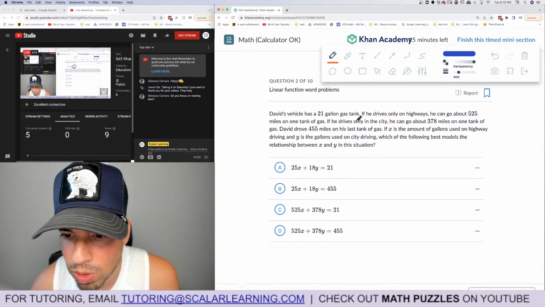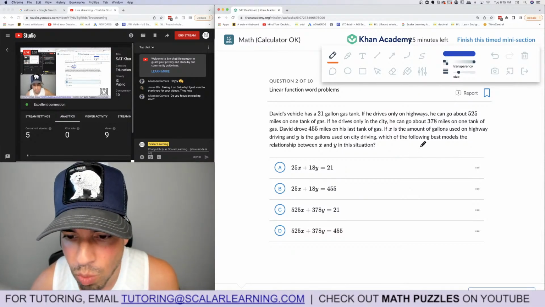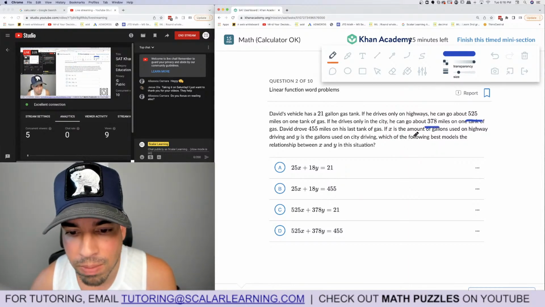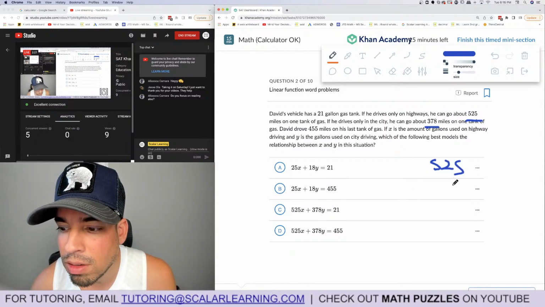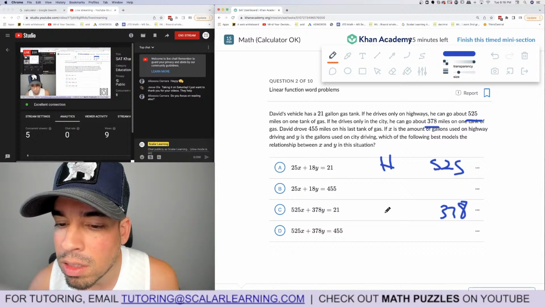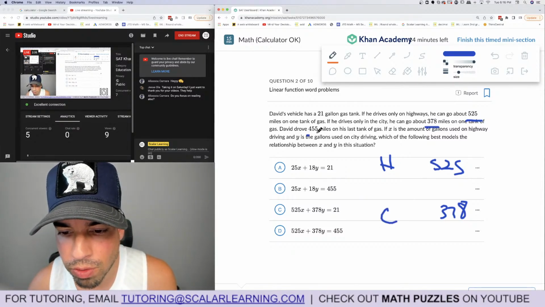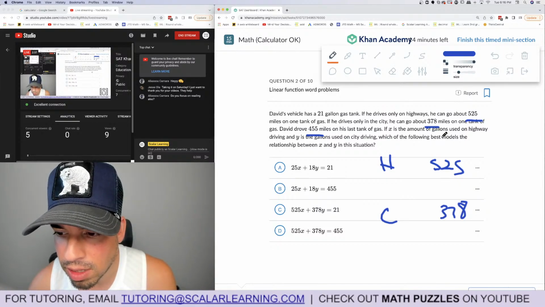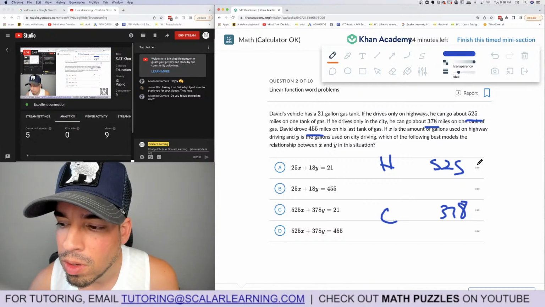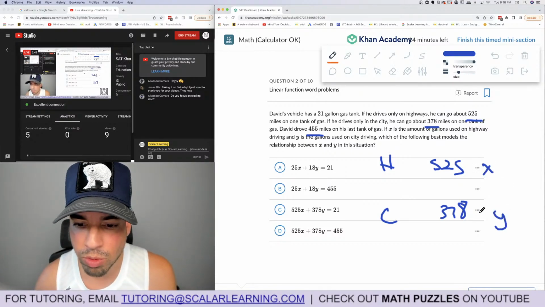David's vehicle has a 21-gallon gas tank. If he drives only on highways, he can do 525 miles on one tank of gas. If he drives only in the city, he can do 378. Okay, so 525 versus 378. That is highway, that is city. David drove 455 miles on his last tank of gas. If X is the amount of gallons used on the highway and Y is the amount used on city driving, which is the best relationship between X and Y?